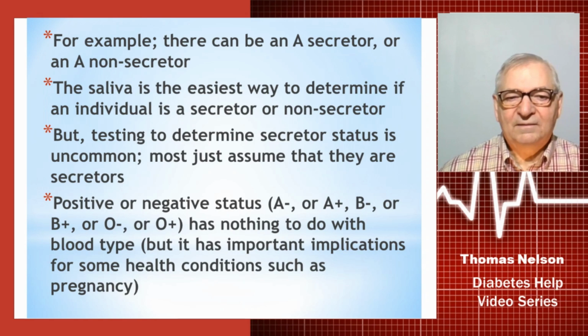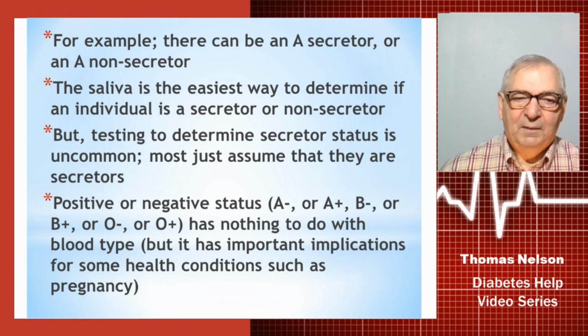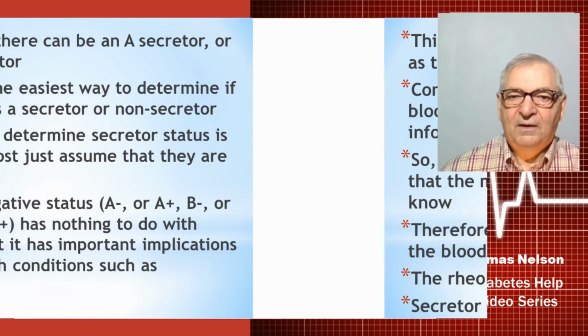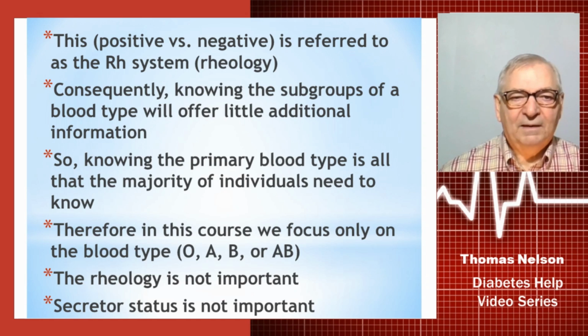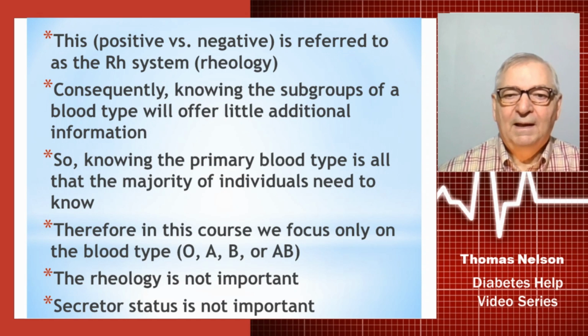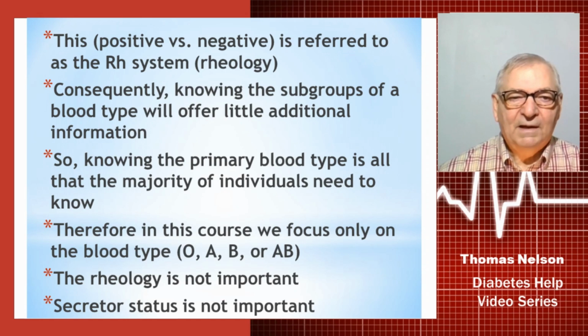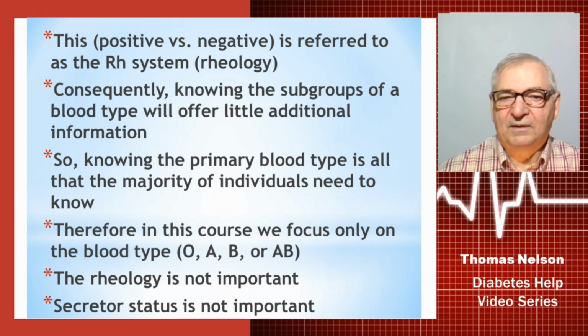Positive or negative status, the A minus, A plus, B minus, B plus, and so forth, has absolutely nothing to do with your blood type, but it does have important implications for some health conditions. For example, doctors pay particular attention to it if a woman is pregnant, because it can have some very serious implications for the fetus. This positive versus negative is referred to as the Rh system, or the rheology of the blood type. Consequently, knowing the subgroups of a blood type will offer very little additional information.